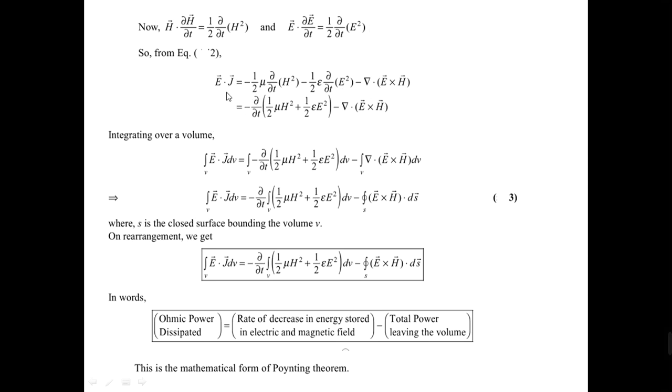Now what you are going to do is apply a volume integral on both sides of this equation. Look at this equation. After applying the volume integral, the expression is like this. You observe the last term, the right hand side term: the volume integral of the divergence of E cross H. Here the integration is there and the differential operator is also there.